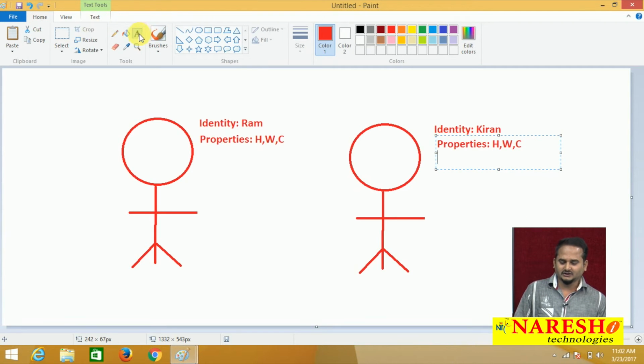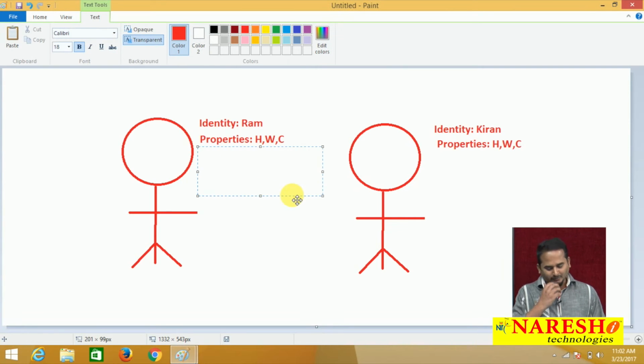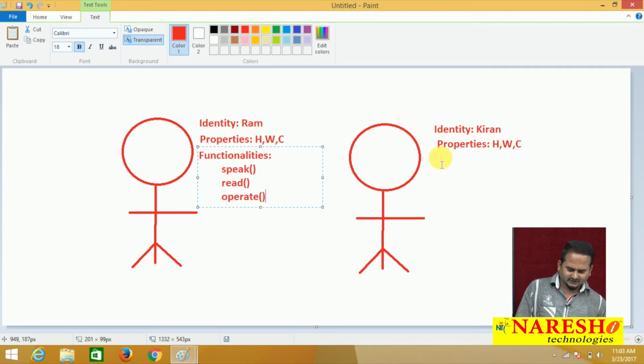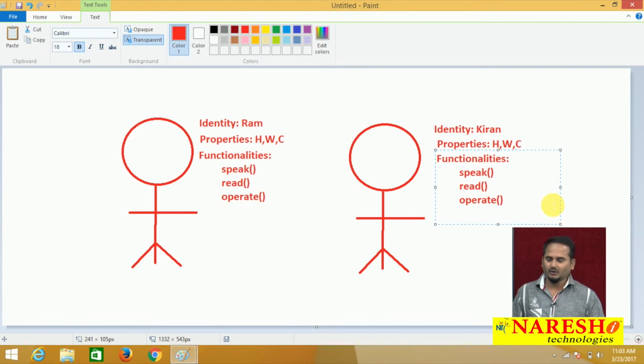And every object has one more characteristic, that is functionalities. What is the functionality? Ram can speak, Ram can read, Ram can operate. These are the different functionalities of the Ram object. The same functionalities can be had by Kiran. So each and every object has identity, properties, as well as functionalities.